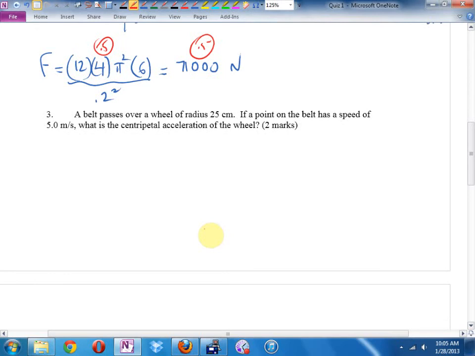Oh, in number 4, all they want is the acceleration, which means my units are going to be meters per second squared. I'm not going to multiply by a mass. Which one am I going to use here? They gave me the speed, so it's going to be v squared over r. It's going to be 5 squared over, nice try.